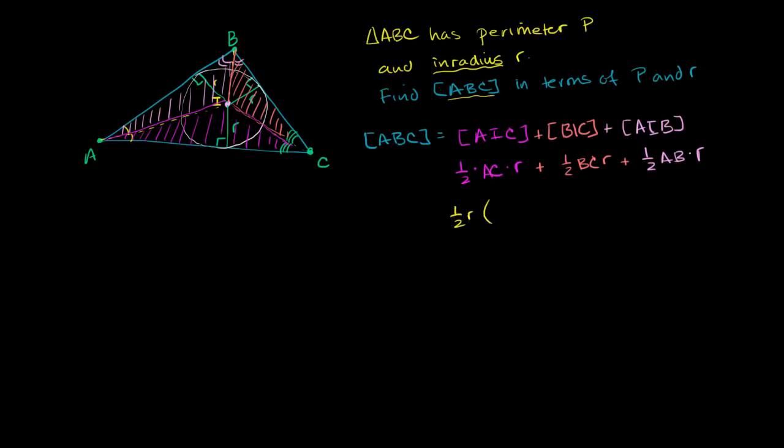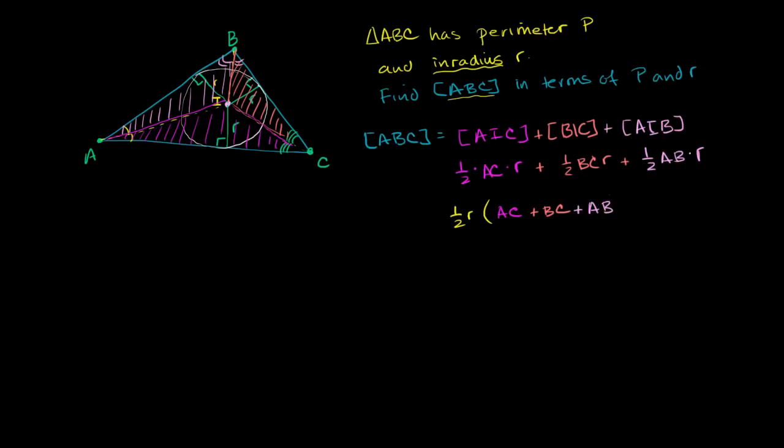and you get 1/2 R times AC plus BC plus AB. And I think you see where this is going.